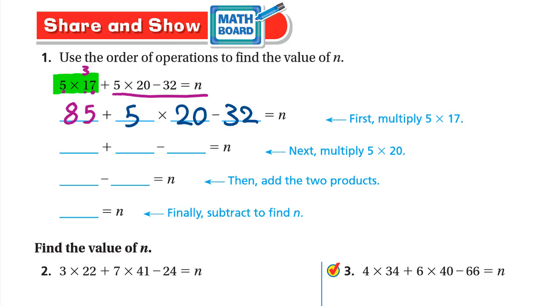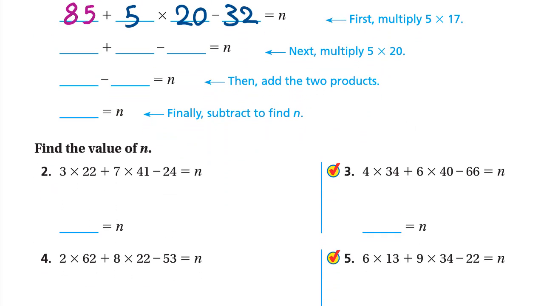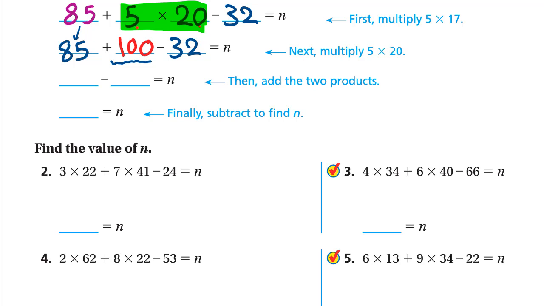Now don't look at the first line, look at the second line, the new one: 85 plus 5 times 20 minus 32 equals n. We still have a multiplication here, so we shall do it first, and anything else we should write in its order. So I write the 85, and plus 5 times 20 I should write here, minus 32 I write here. Now we do 5 times 20. 5 times 0 is 0. 5 times 2 is 10.